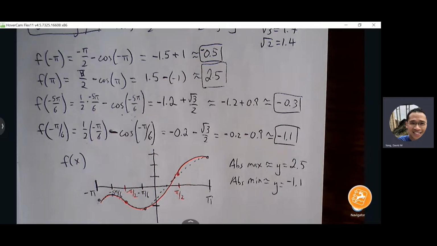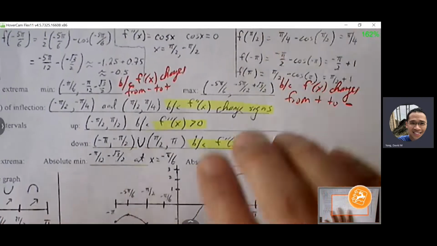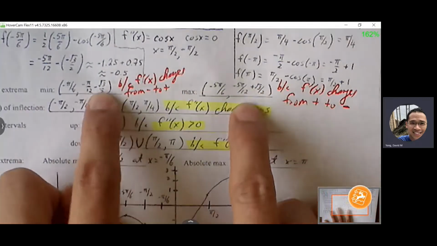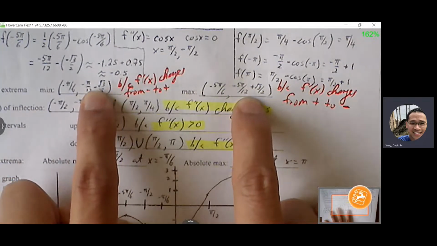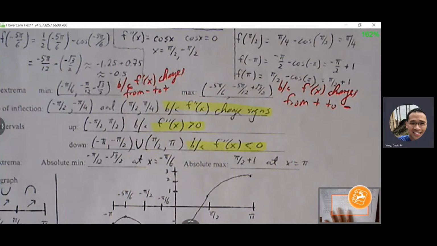All right, so let's see, we can check how we did here. If you just use the decimal values for relative max, relative min, I'm okay with that. But just make sure that you are understanding how to write those because statements.